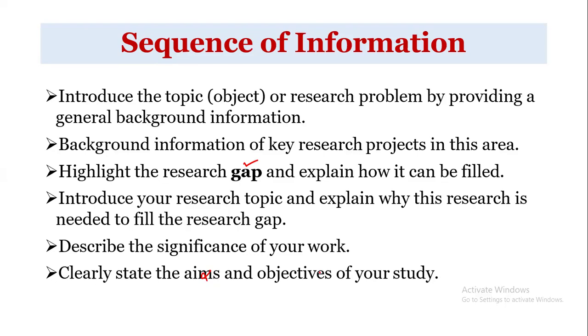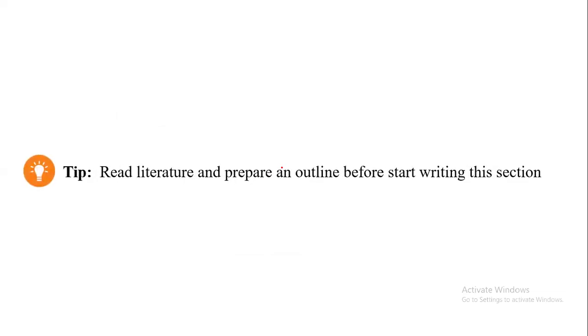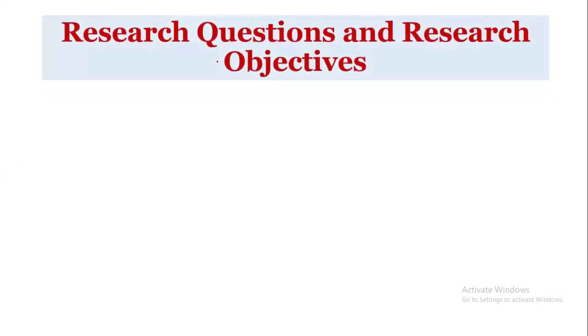So if you will have these points in front of you while reading a literature review, you will be more focused. You will search for the relevant information. And in this way, writing the introduction will be easier for you. So follow the tip: read the literature and prepare an outline before starting writing this section. Once you have completed the introduction, the next section is research questions and research objectives.